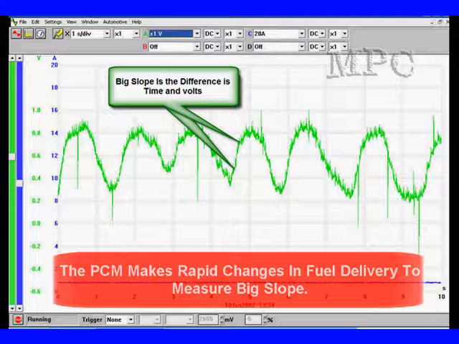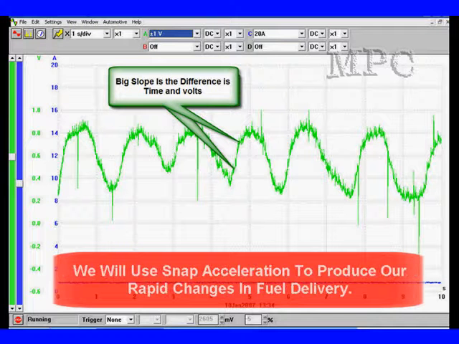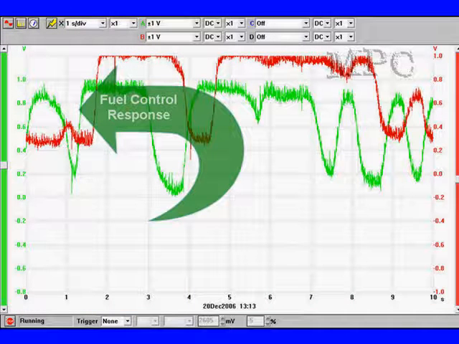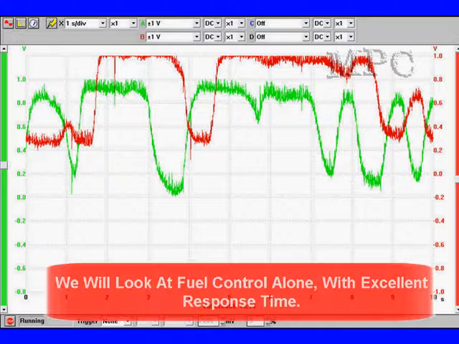Now we're going to have to duplicate this with our own test. We're going to use a snap acceleration test to produce our rapid changes in fuel delivery. Now we'll stop and take a look here real quick at a signal where we made a quick change. Notice that the green trace goes up fairly quickly. This is kind of typical of what we see.